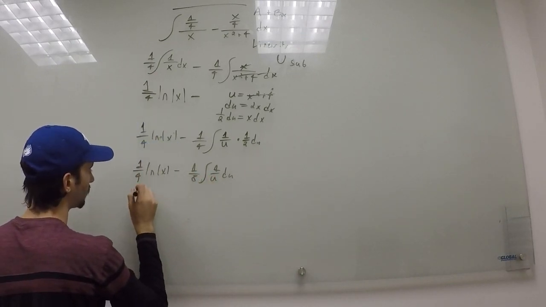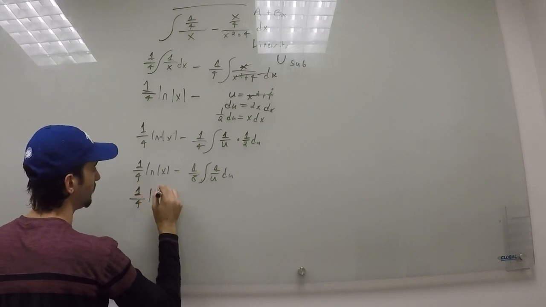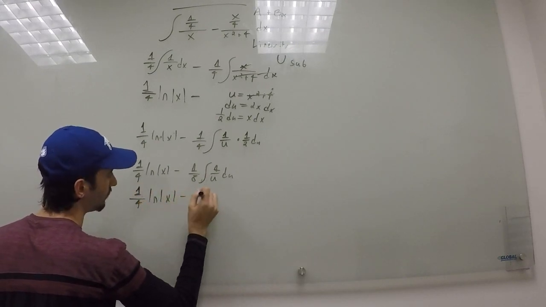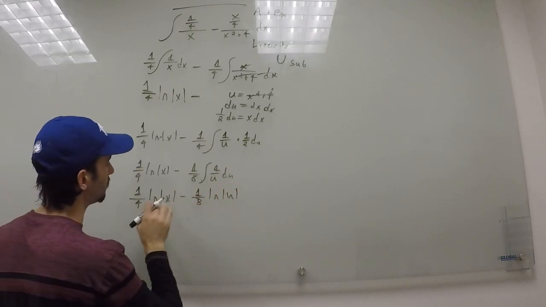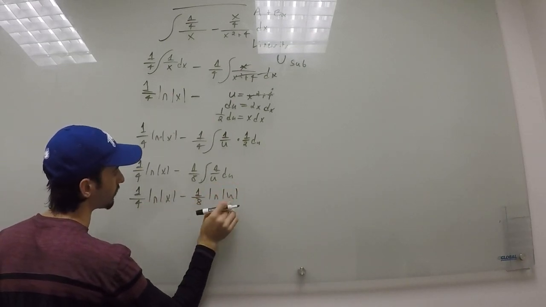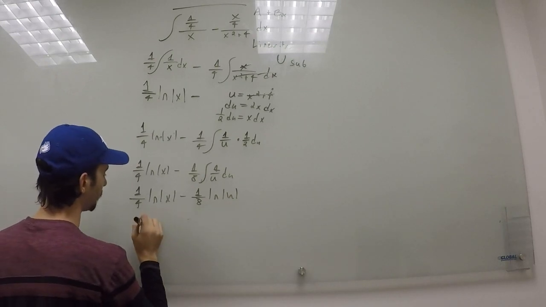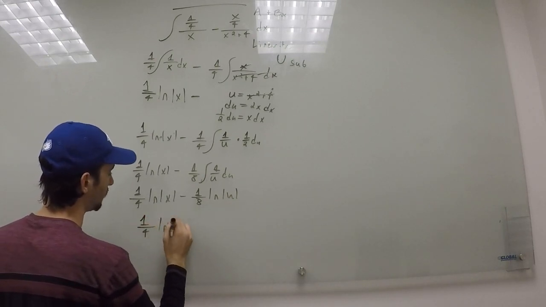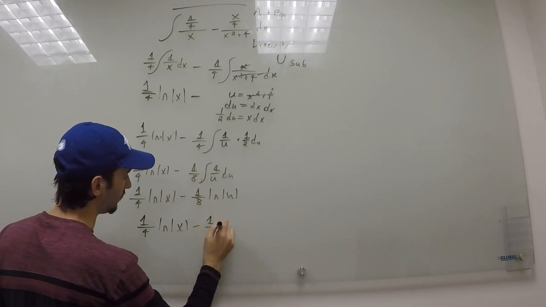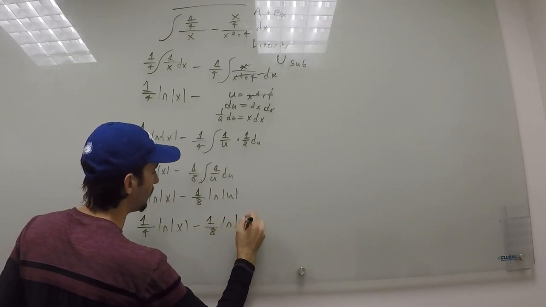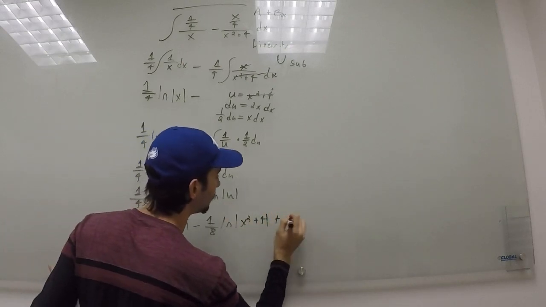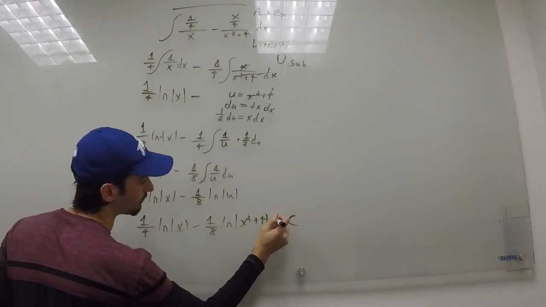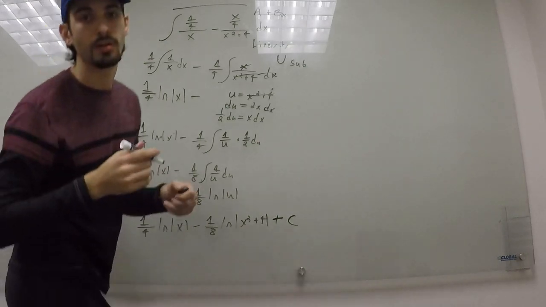So we have 1/4 ln x minus 1/8 ln u. The problem is that we don't have the same terms, so we have to unsubstitute. That gives us a final answer of 1/4 ln x minus 1/8 ln of x squared plus 4, plus c, because it's an indefinite integral, and that is how you solve that problem.